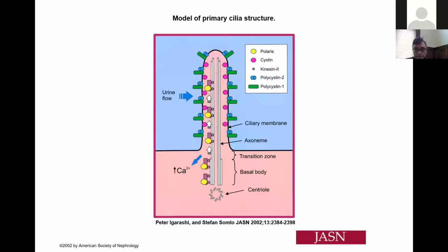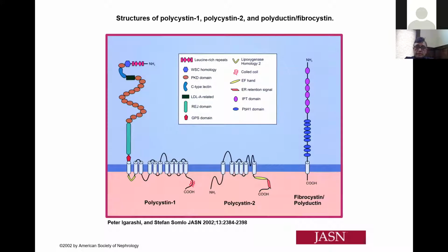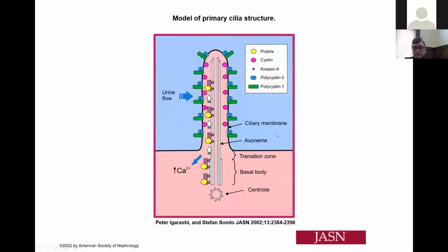Very complicated and fascinating mechanism. And these are the structures of the polycystin 1 and polycystin 2 genes. You can see how, if you get a gene sequence, you can look into it. It's a transmembrane involvement of polycystin 1, polycystin 2, and fibrocystin. And if you look, these are attached.